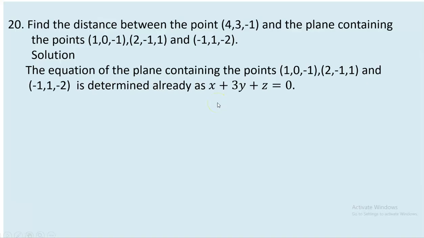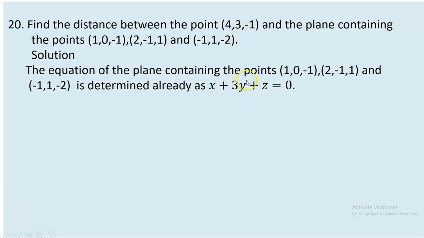So what is required here is to find the distance between this point (4, 3, -1) and this plane. First, let's substitute 4 in place of x, 3 in place of y, and -1 in place of z. Can you get 0? You can see that the sum is going to be 4 + 9 = 13, 13 - 1 = 12, so 12 is completely different from 0. This shows you that the point is not lying on the plane.